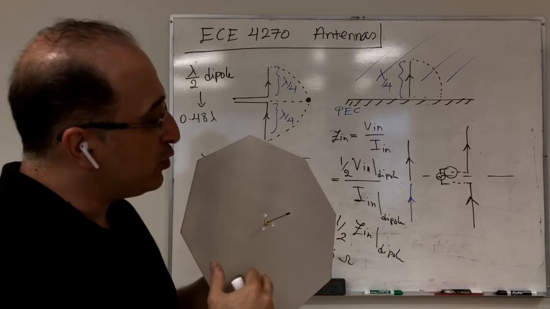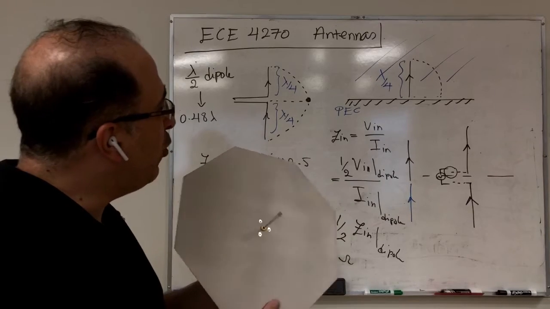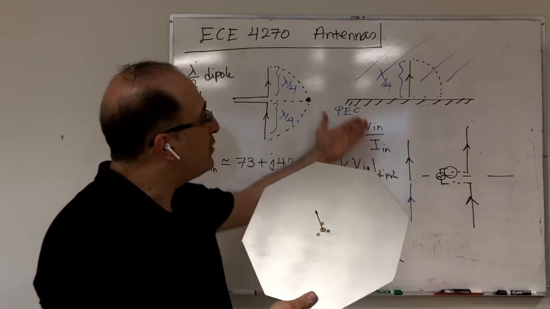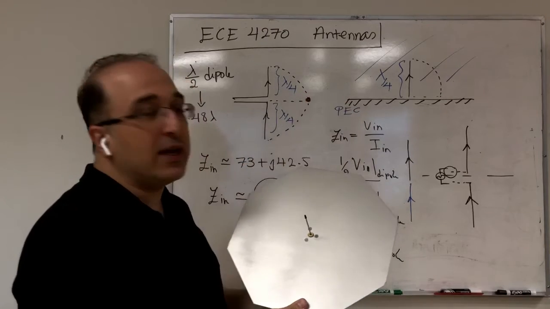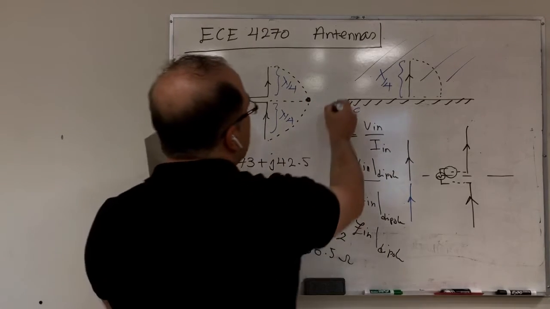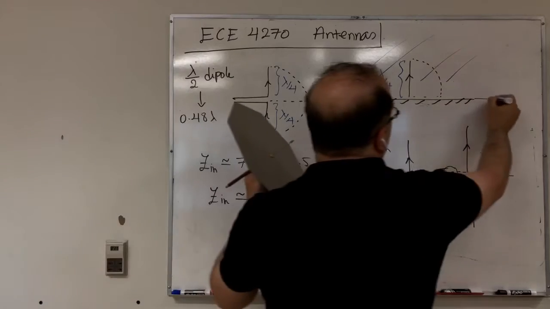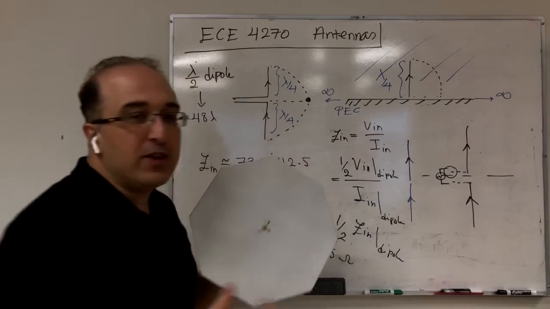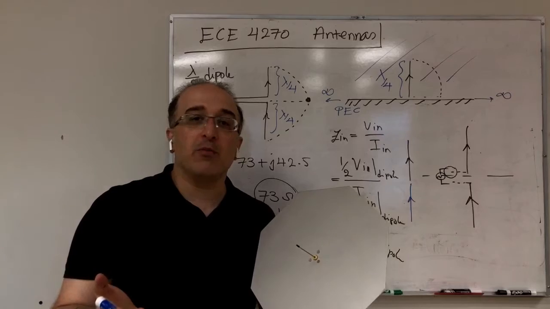Now, one thing that you should remember here is that all these discussions are based on the fact that this ground plane goes to infinity. So this is infinitely large. But infinitely large means very large compared to the wavelength.